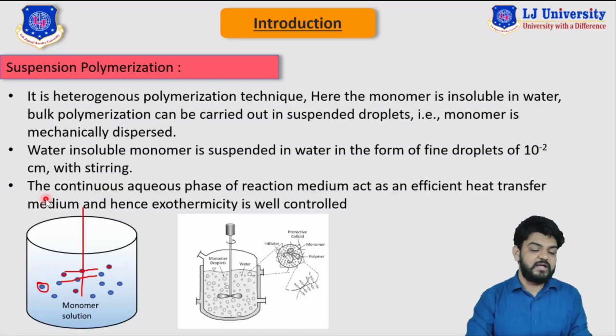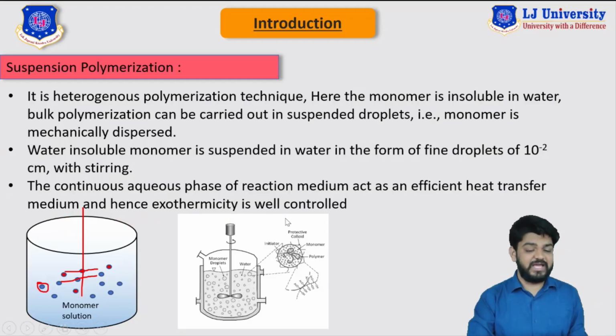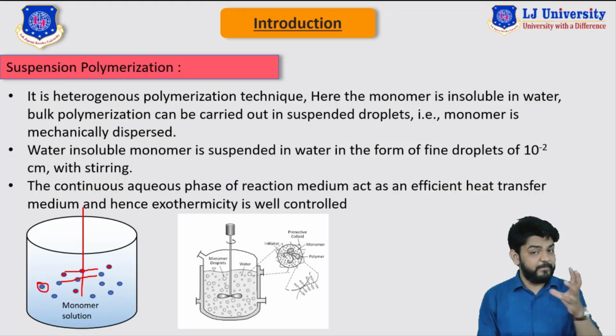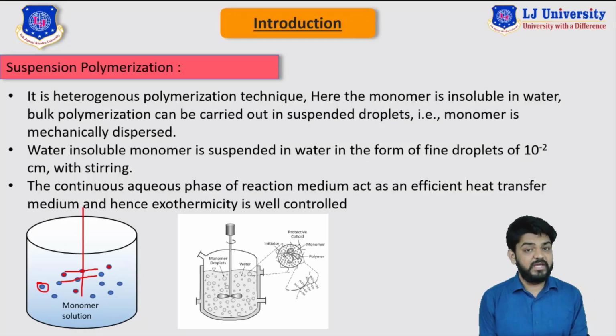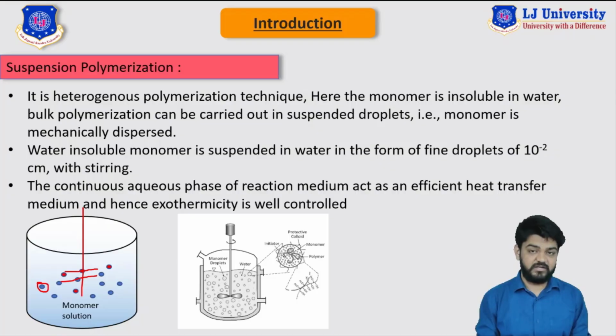You can see that this continuous aqueous phase of the reaction equilibrium acts as an efficient heat transfer medium, and hence the exothermicity of the reaction is now well controlled. So as this reaction proceeds, we are going to get our polymer, right? As this reaction proceeds, it generates a high amount of heat which needs to be dissipated before it can harm this vessel. So in order to dissipate this excess heat, we are providing this water so that it acts as thermal insulation and absorbs all the reaction heat.